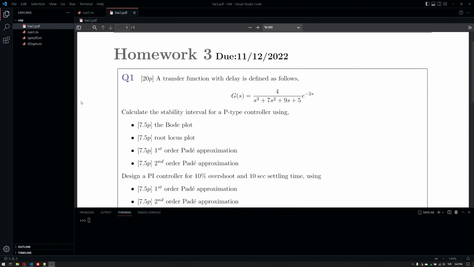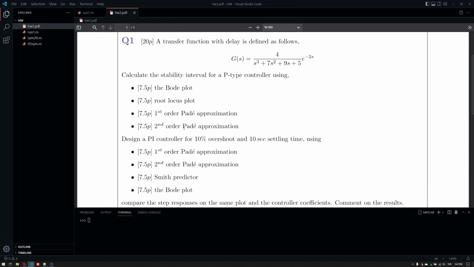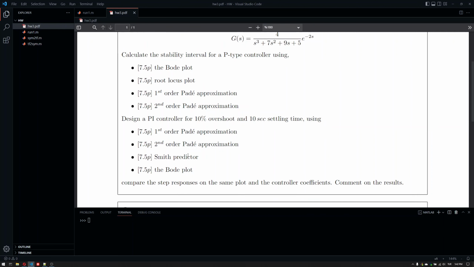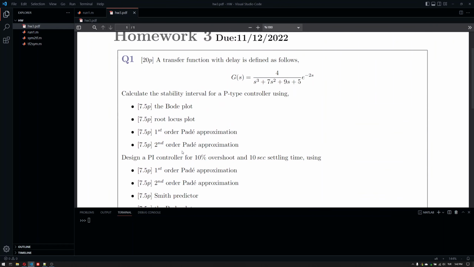Hello everyone, this is the solution video to homework 3. We have a third order transfer function with 2 seconds of delay. The first part of our first question is about stability, and then the second part is about the PI controller, and then we also have a second question where we have the state space. So, let's dive into it.